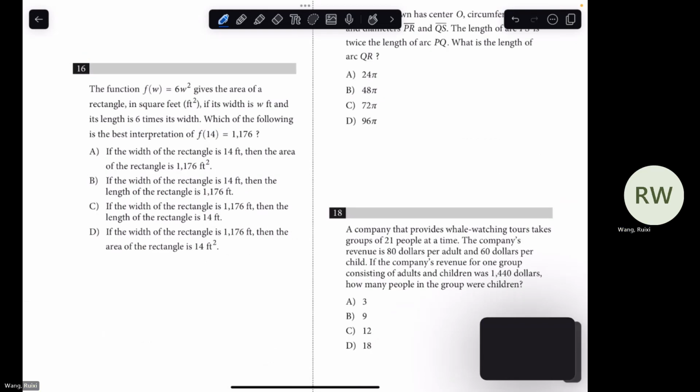Let's do the 16 first. With W and length is 6 times. Yeah, because W is the width, right? So if you have 14 here, it means that the width of the rectangle is 14, right? So A could be the answer, B could be the answer, right? And these two are not, right? And then see, B is wrong because it does not have the right unit, right? So the answer is A.